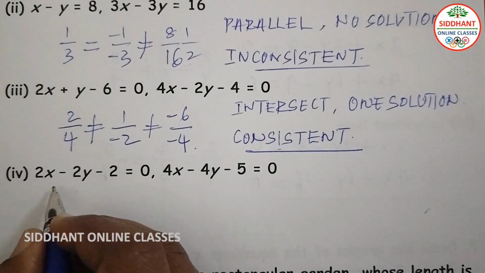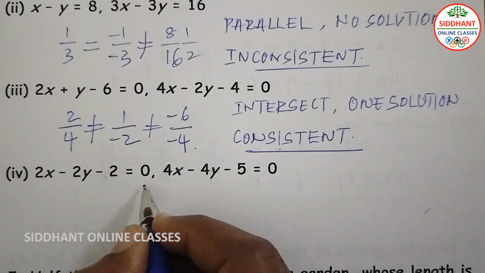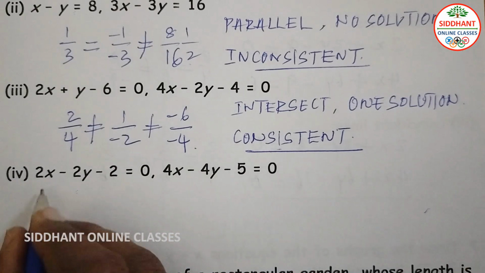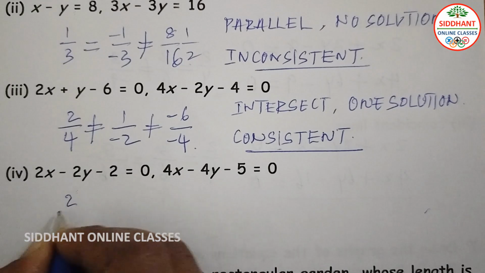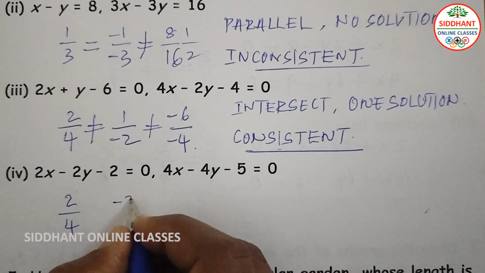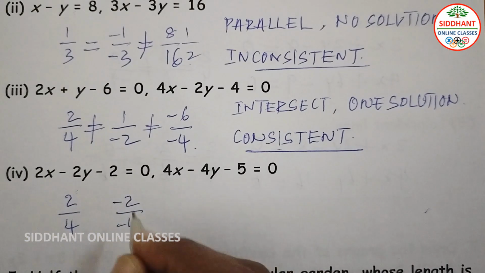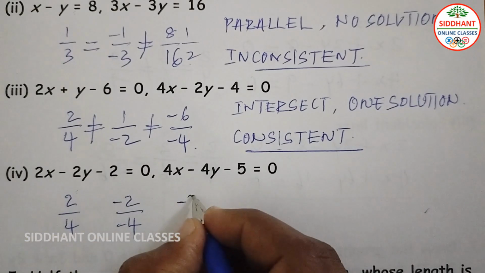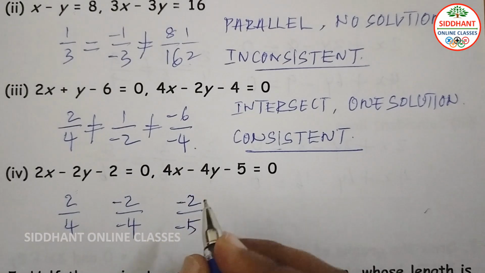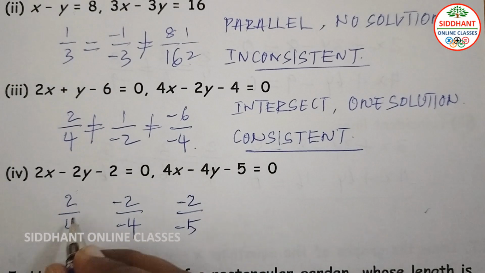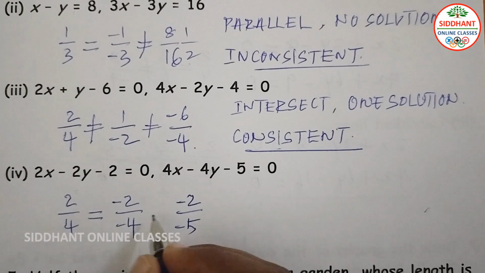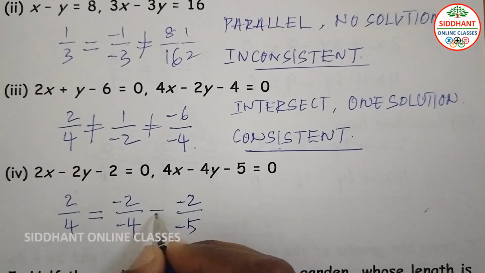Fourth one, 2x minus 2y minus 2 equal to 0, 4x minus 4y minus 5 equal to 0. So here a1 by a2 which will be 2 by 4, b1 by b2 which will be minus 2 by minus 4, and c1 by c2 which will be minus 2 by minus 5 here. So when you are going to see a1 by a2 is equal to b1 by b2, 1 by 2, 1 by 2, and b1 by b2 is not equal to c1 by c2.